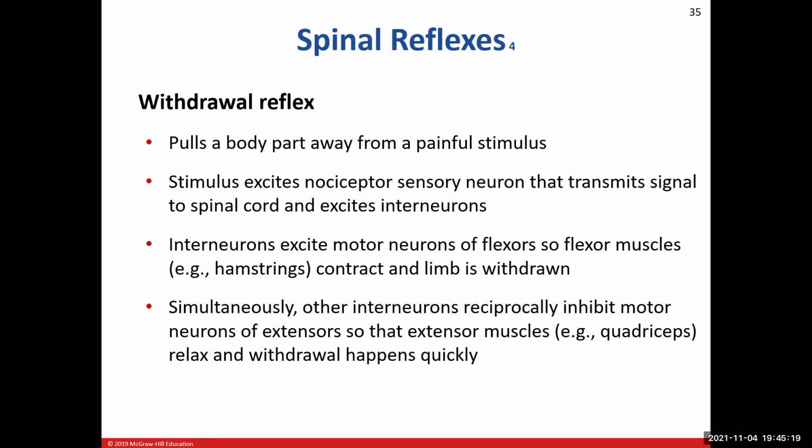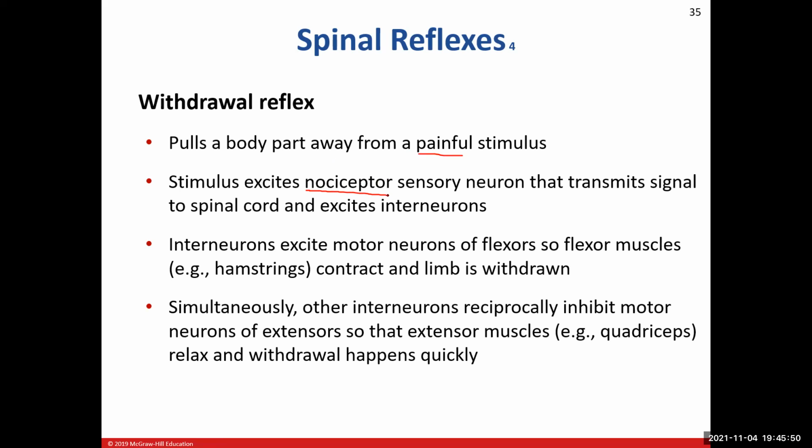So the withdrawal reflex can involve you reaching for a hot pan, and you touch a flame or something, and you pull back. We're going to use the lower extremity for an example because it explains the crossed extensor reflex a little bit easier. So keep in mind here, all right, our stimulus is going to be a painful stimulus. So that's going to stimulate our pain receptors, and those are called nociceptors. Again, we'll learn about these receptors in more detail in chapter 16.